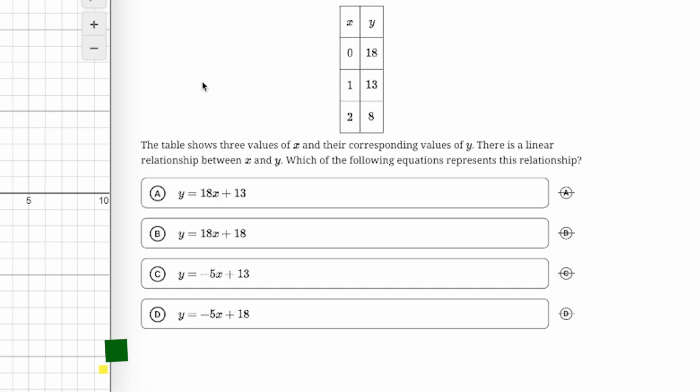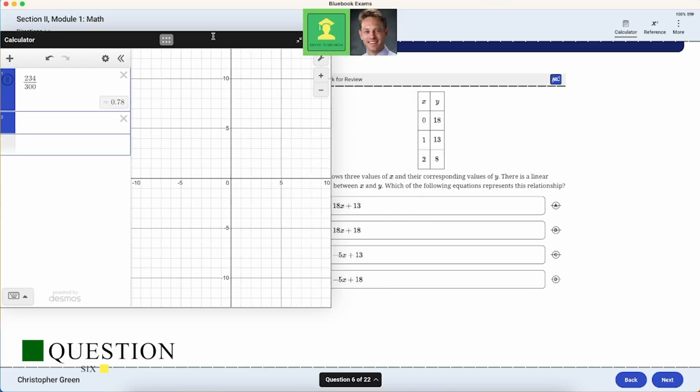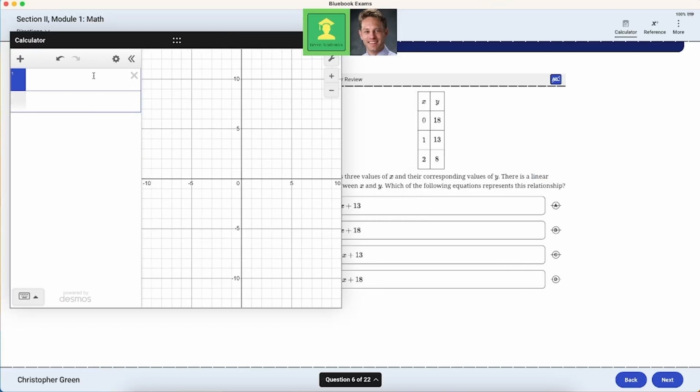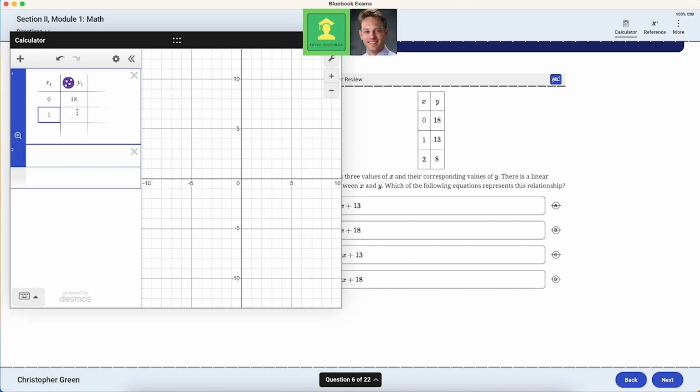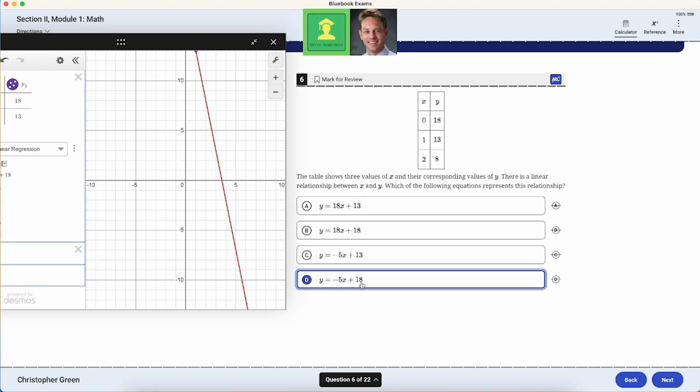Table shows 3 values of x and their corresponding values of y. There is a linear relationship. So here is a perfect example of applying the linear regression ability of Desmos. And to do that, you hit the plus sign right here and you hit the table. You're telling it 2 points on a line, and it's coming up with the equation of the line that goes through both of those points. And you could have used any pair. Any 2 rows of this grid would suffice. And it's negative 5x plus 18. So this really just does it for you on Desmos.